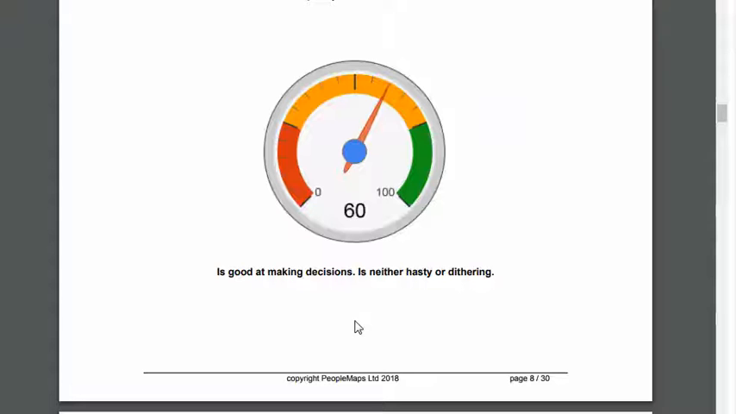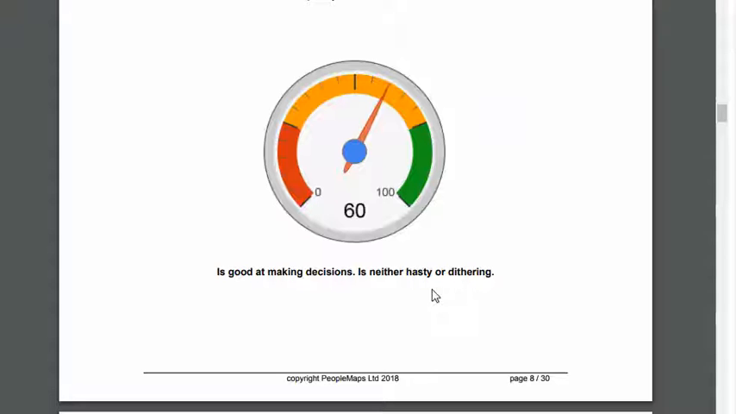What this tells us is that they're scoring 60. So it's not great. It's not a deal breaker, but it's certainly something you might want to talk about if there is going to be a lot of decision making expected in the job role. So again, this is something you can confront the individual with and say, how do you feel about this score? Is it too low? Is it too high?